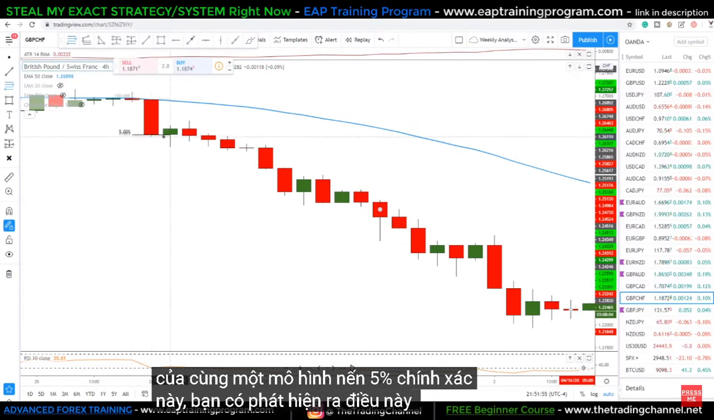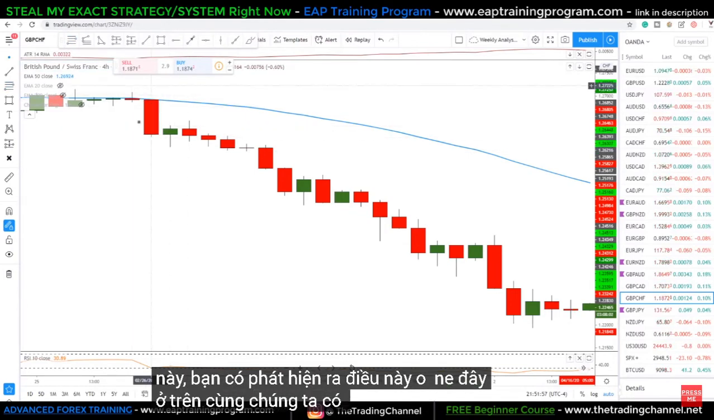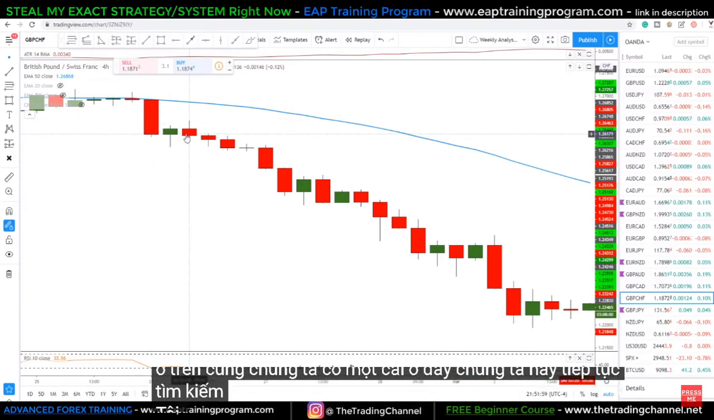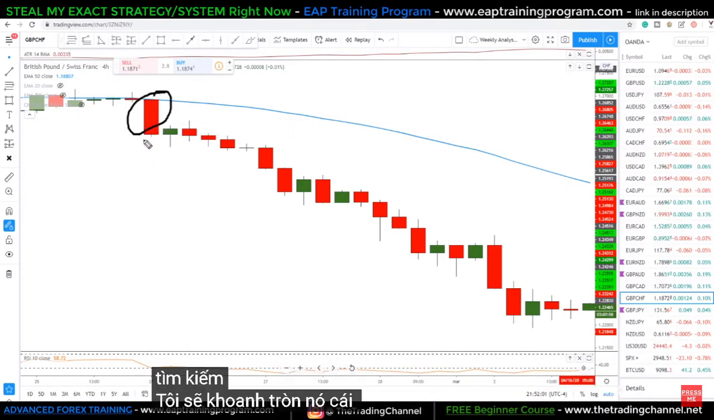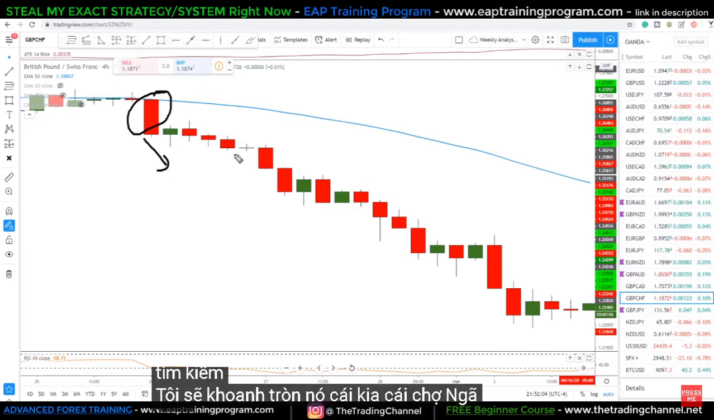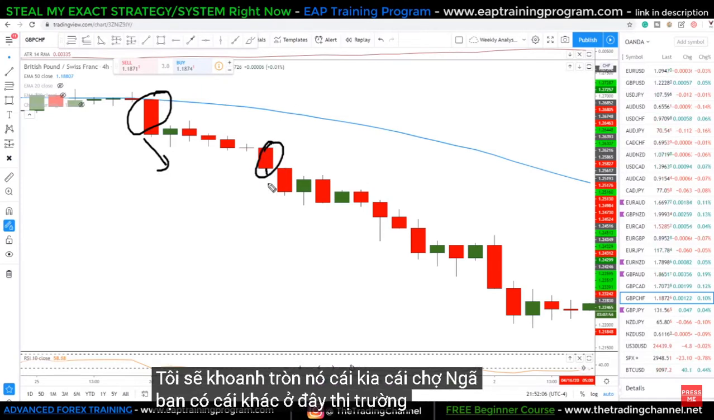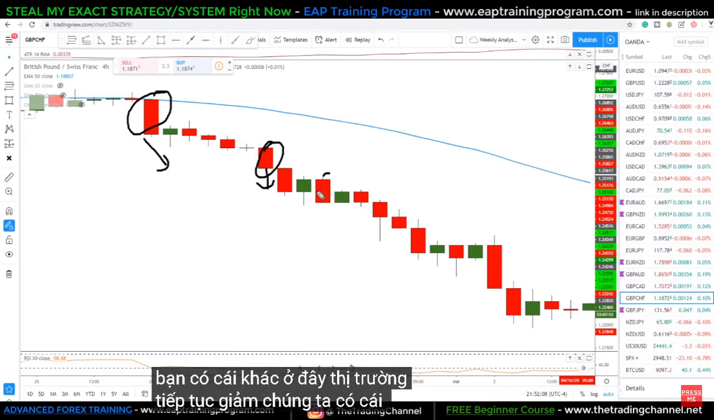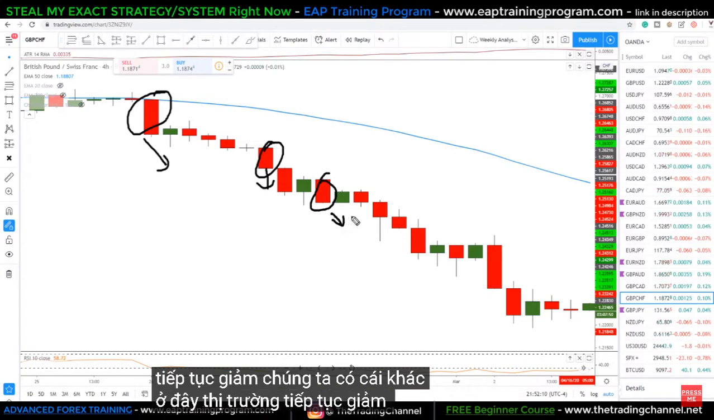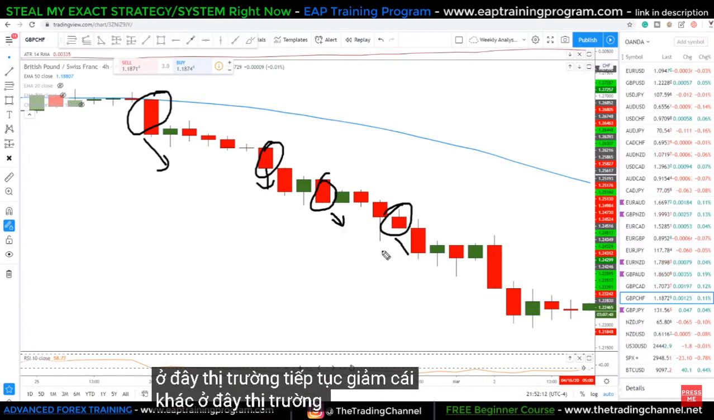Did you spot this one? Here at the top, we have one here. Let's keep looking. I'll circle it. One there, market falls. We have another one here, market continues to fall. Another one here, market continuing to fall. Another one here, market continuing to fall.